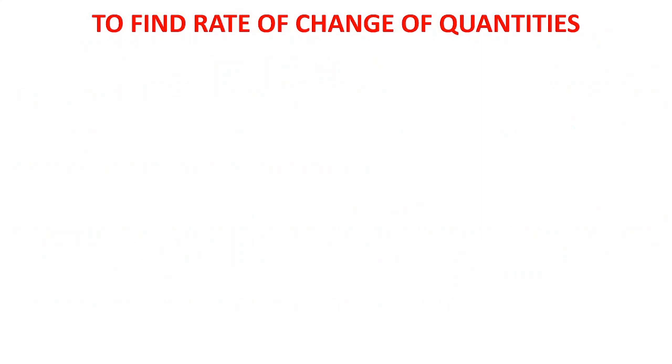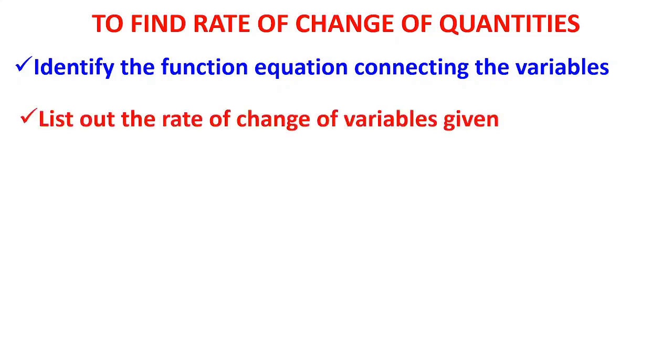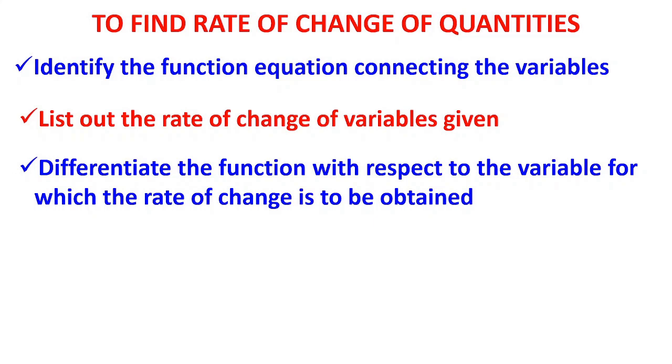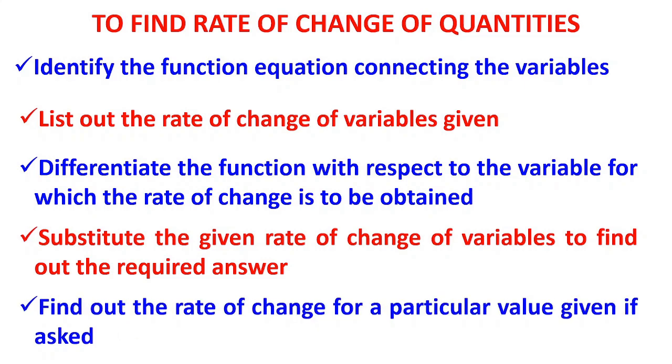Well, how to get the rate of change of quantities? Identify the function equation connecting the variables. List out the rate of change of variables given, and differentiate the function with respect to the variable for which the rate of change is to be obtained, and substitute the given rate of change of variable to find out the required answer, and find out the rate of change for a particular value given. You have to first identify the function, then list out the rate of change of variable given. Some rate of change will be given in the question. Differentiate it, substitute it, and find the rate of change at a particular spot may be asked in the question.